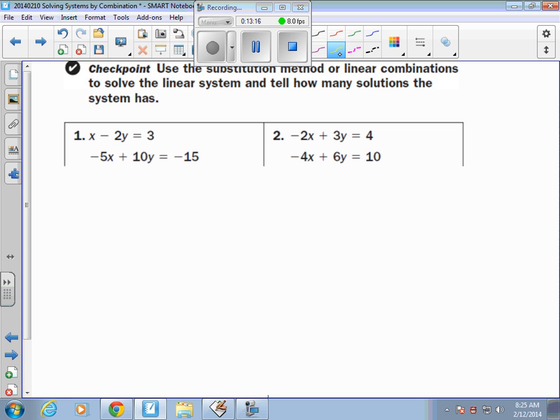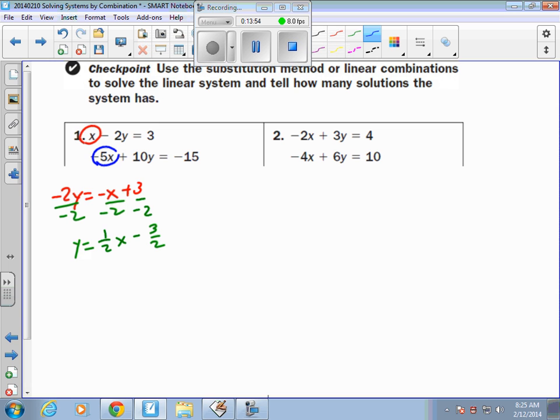Let's check the checkpoint 1, 2, and 3. Okay, we have x minus 2y equals 3. It says use the substitution or combination method to tell how many solutions it has. Remember, it's either going to have one solution, no solution, or infinitely many solutions. So move this x over, it becomes negative 2y equals negative x plus 3. Divide by negative 2 on all terms. And y equals positive 1 over 2x minus 3 over 2. There's mx plus b.